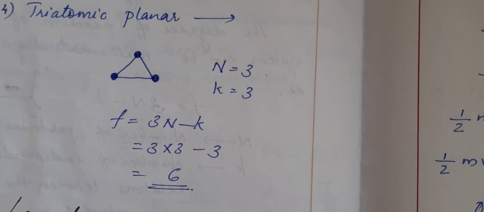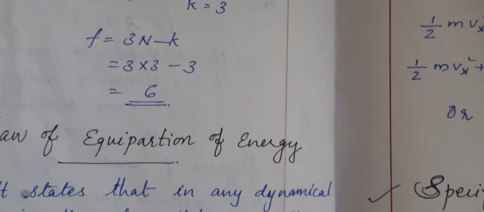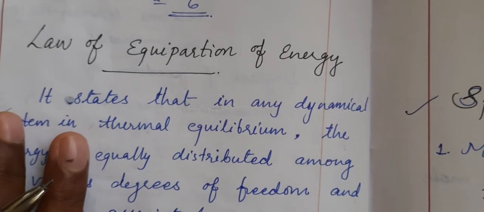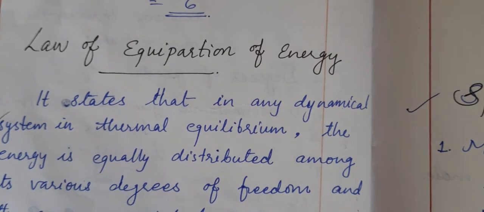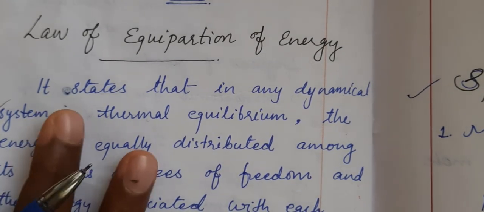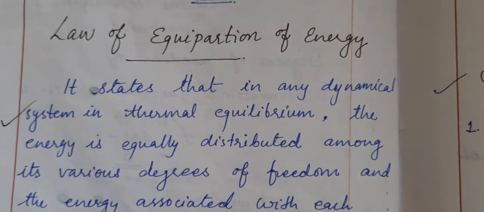Now, related to these degrees of freedom and the energy of a particle, we have a rule, that is the law of equipartition of energy. This is about the energy of molecules, considering the degrees of freedom. It states that in any dynamical system in thermal equilibrium, the energy is equally distributed among its various degrees of freedom.